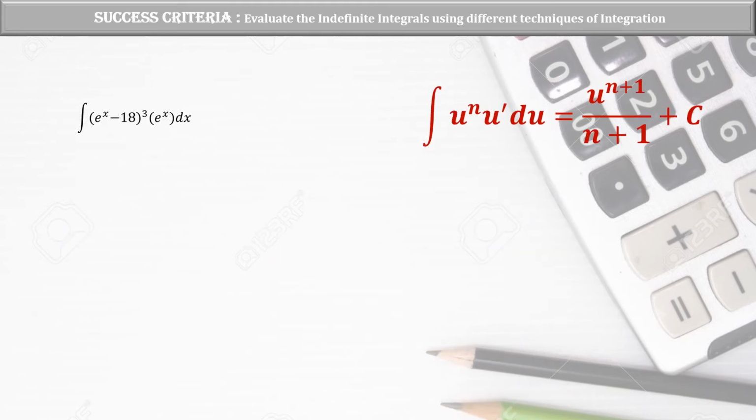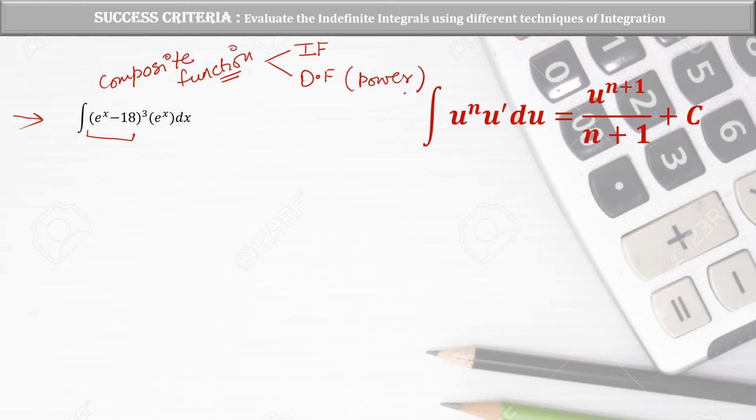Let's try one more question. What have you noticed over here? Here we can see that there is a function which has a power. Whenever we have a function with a power, we consider it a complex function or a composite function. We have studied previously that a composite function consists of the inner function and the outer function. Since there is a power, the power is always considered the outer function.